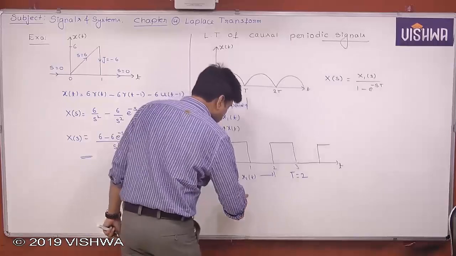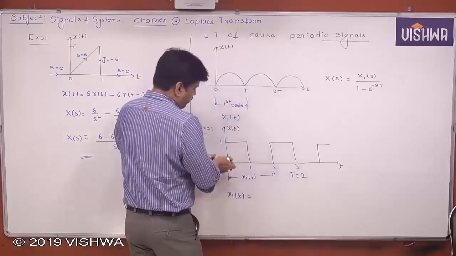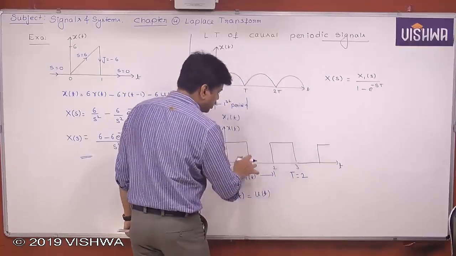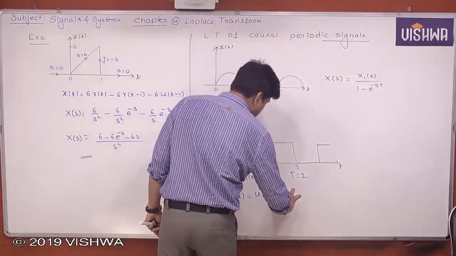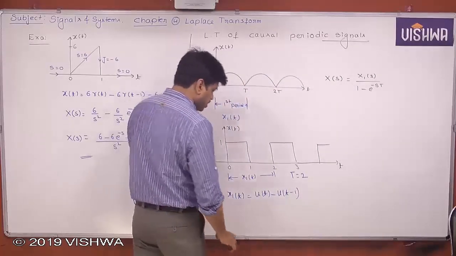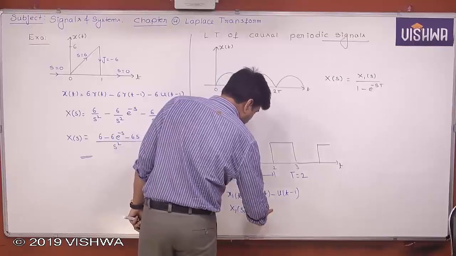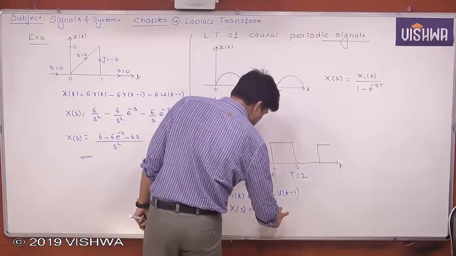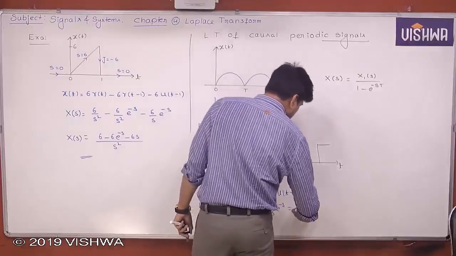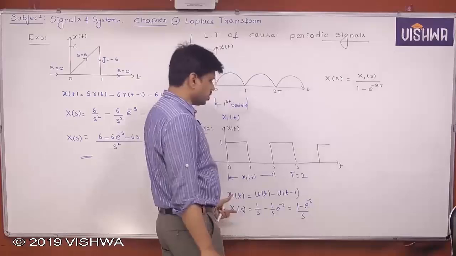So you tell me, what is x1 of t? We have a jump, u of t. We have a downward jump, minus u of t minus 1. So this is x1 of t. Then what is x1 of s? 1 by s minus 1 by s e power minus s. That means 1 minus e power minus s by s. So this is x1 of s.